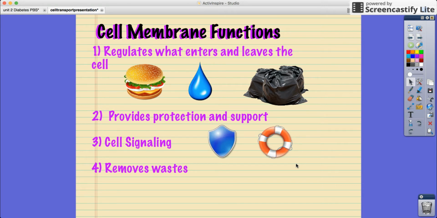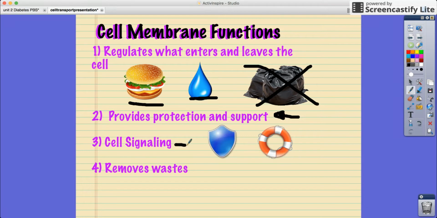So we're going to look more specifically at one of the organelles that we kind of brushed over in the last unit, and that organelle is going to be the cell membrane. The cell membrane regulates everything that comes into and out of the cell. So it's going to take in food, it's going to take in water, and it's going to remove waste. Those are three of the things that it has to regulate coming in and out. It provides protection and support for the cell.